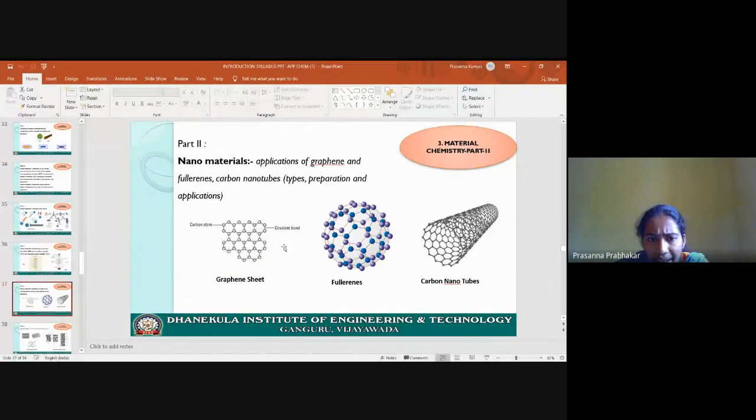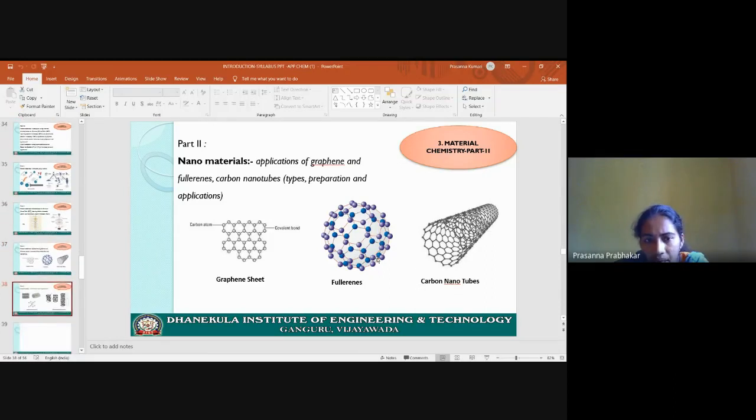Next, nanomaterials examples like graphene sheets, fullerenes, and carbon nanotubes. As you can observe, these plain sheet type materials are called graphene sheets. Round ball shaped structures are considered fullerenes, and tubular structures are considered carbon nanotubes. These are all examples of nanomaterials.